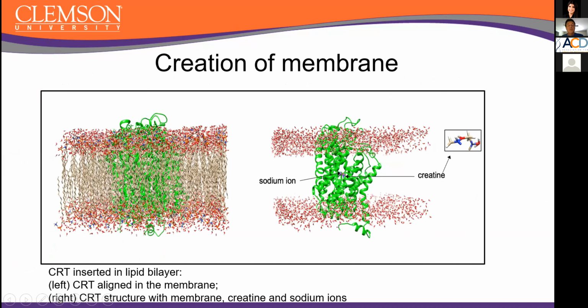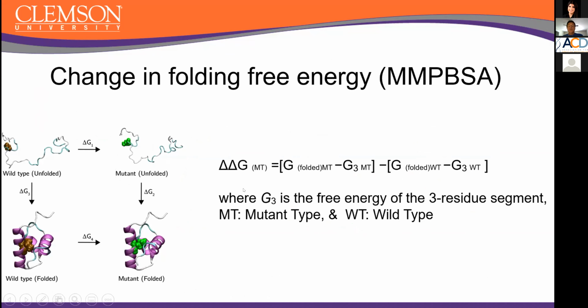The folded protein was surrounded by a membrane, as it is shown over here, and the membrane was an explicit membrane. The waters were present as well, and the corresponding ions as well. So then we compute the energy of the folded protein and the energy of the mutant protein. In order to mimic the unfolded state, we use an approach that we and many other people use for simplicity.